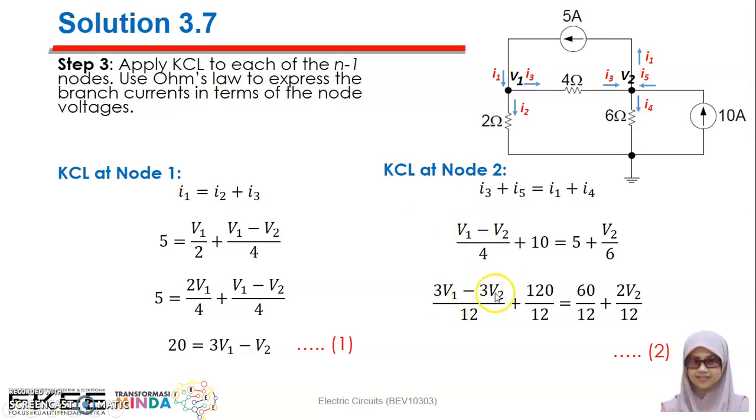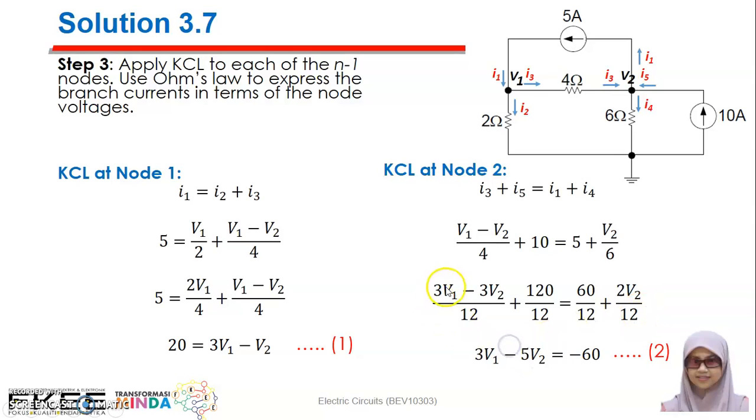So 3V1 minus 3V2 divided by 12. Here is 120 divided by 12, because 120 divided by 12 you get back 10. Okay, so it will equal to 60 divided by 12 equal to 5. Okay, plus here I can multiply this term with 2 over 2 to get the denominator become 12. So 2V2 divided by 12. Okay, and then after that, this 12 can be cancelled out.